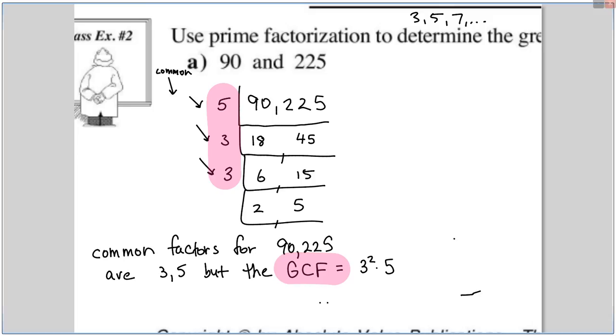Okay, easy way to remember. Queen bee. So 3 squared times 5 is 9 times 5 is 45. 45 is the biggest number that divides 90 and 225 perfectly. Does that make sense?